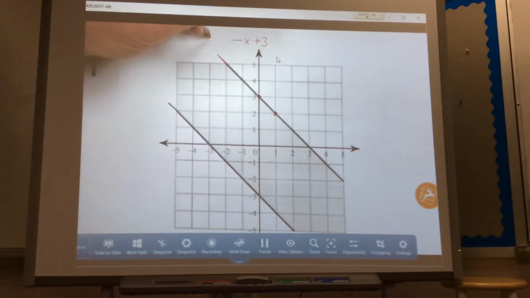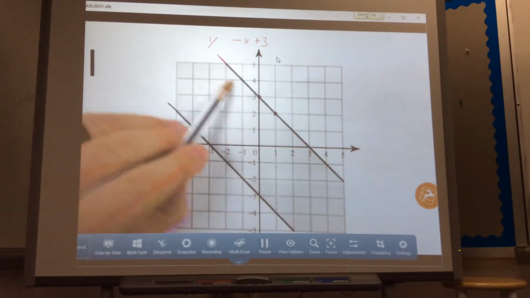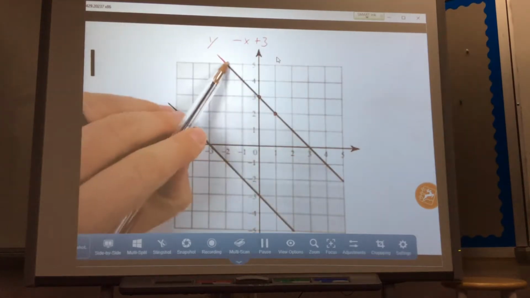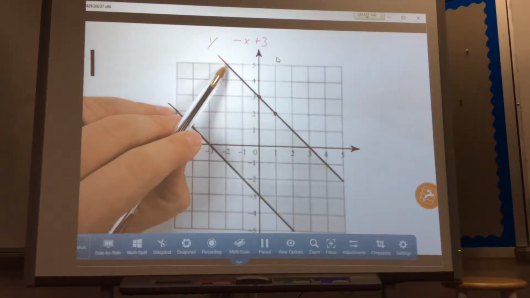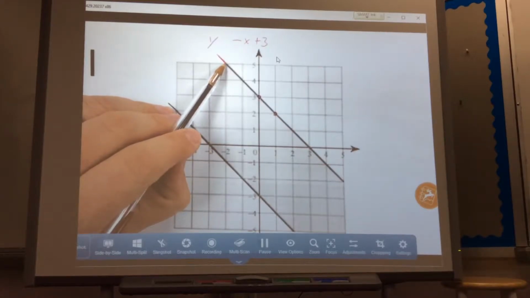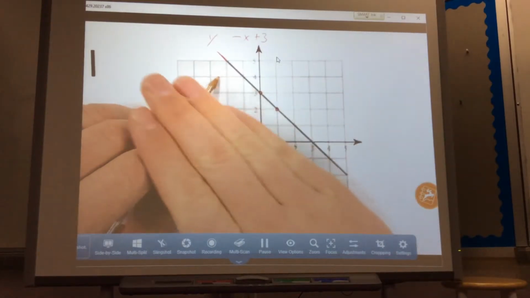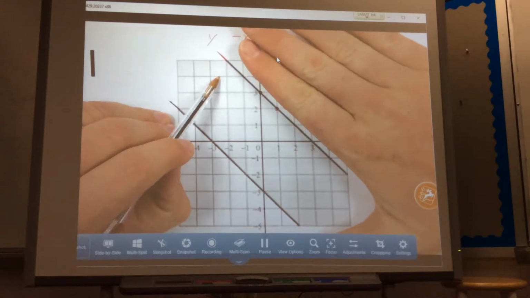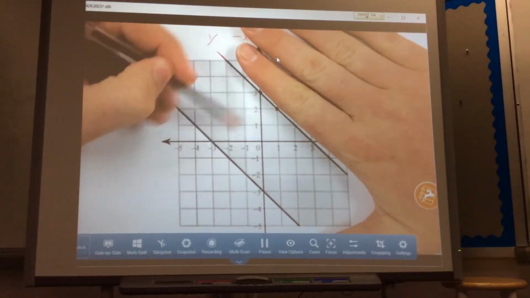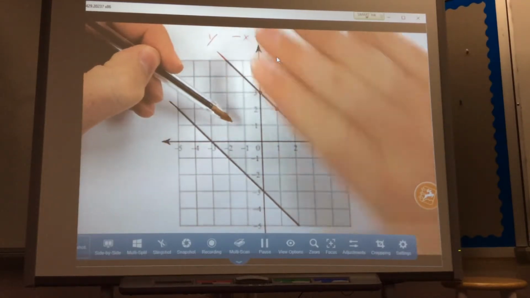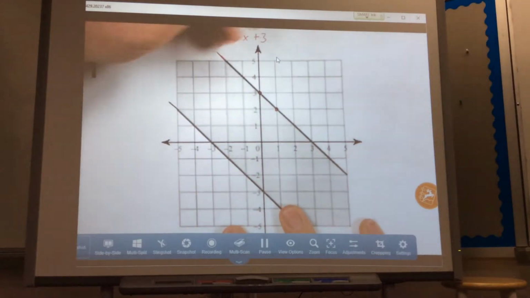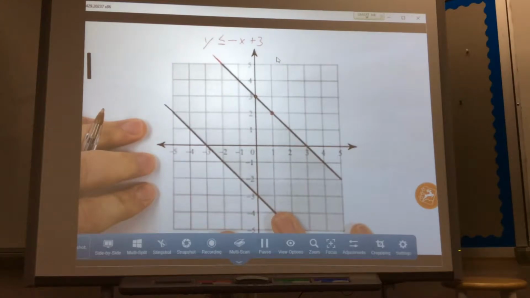I know that I'm going to have y in front of it, and so I have to look at the type of line. I see that this line is a solid line. So that means I'm either going to use less than or equal to, or greater than or equal to. I see that if I put my hand up here, I'm shading down below the y-intercept. So that means less than or equal to is going to be the inequality that's used.